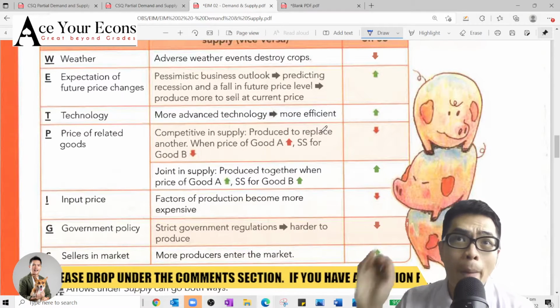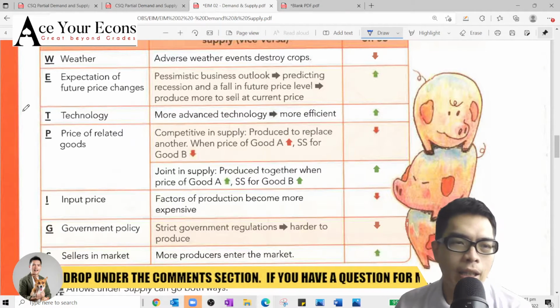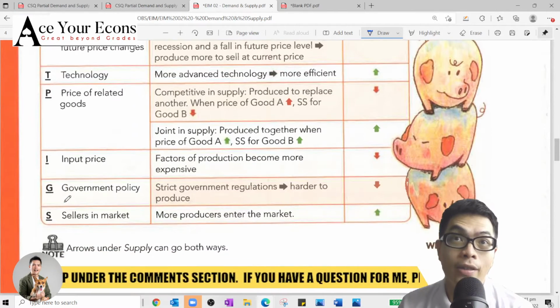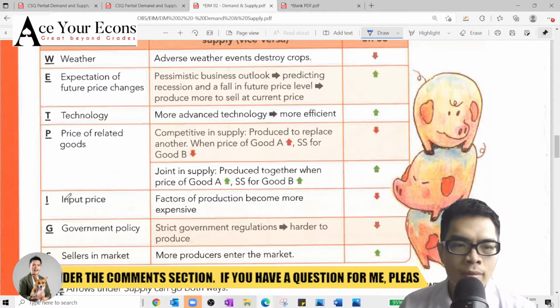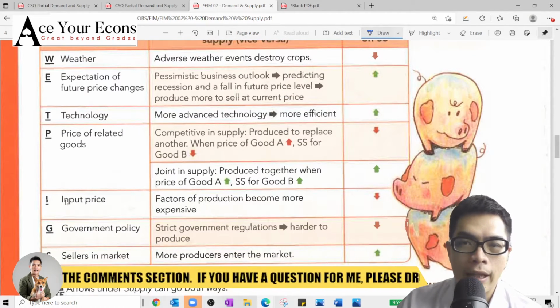So WETPIGS. These are the seven factors. I'm going to illustrate which are the ones that are important.